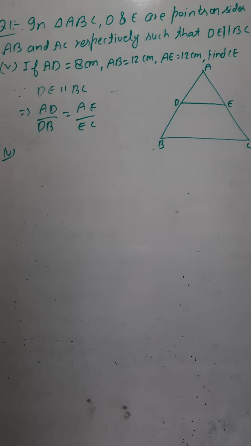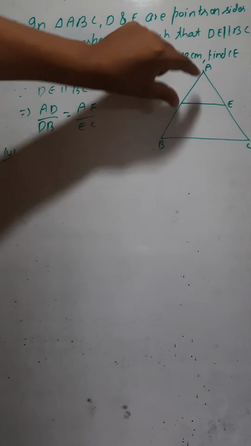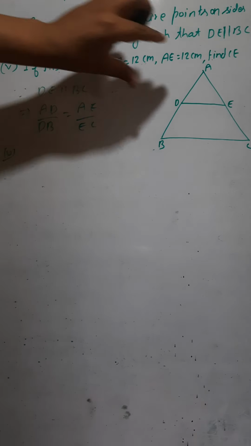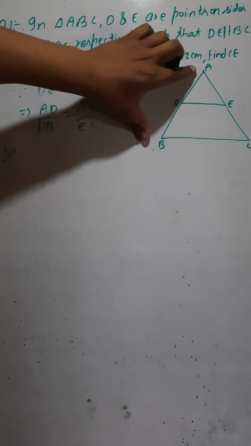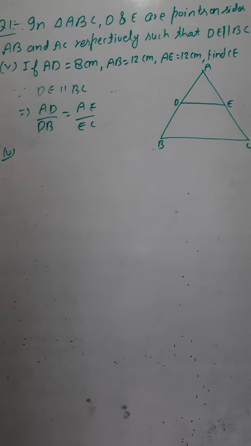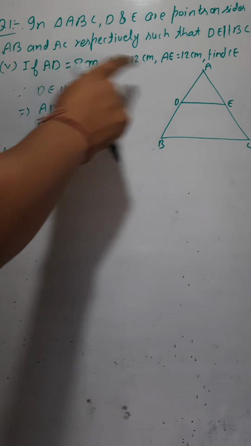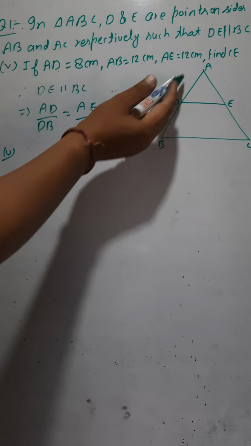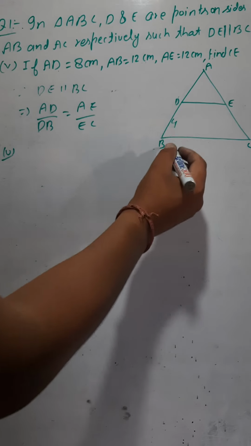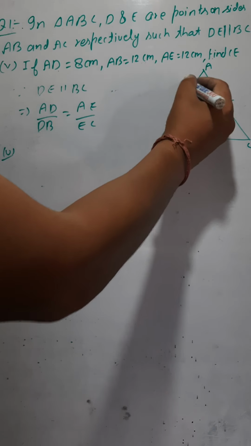Question number 5 is, if AD is 8 centimeter, AB, this complete is 12 centimeter. Now if you see, this AD is 8 centimeter and this complete AB is 12 centimeter. So how much would be this? Can you tell me? Yes, this complete is 12. This much is 8 here. So this would be 12 minus 8, because this complete is 12 and this much is 8. Means it would be 4. Yes or not?